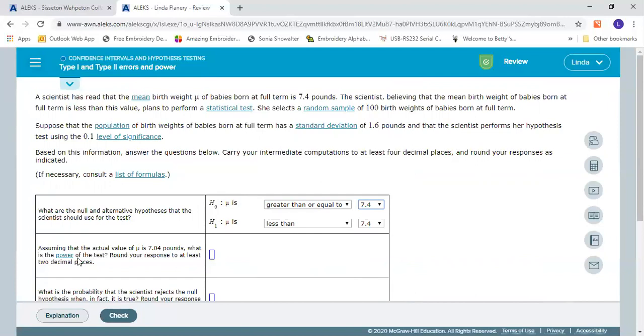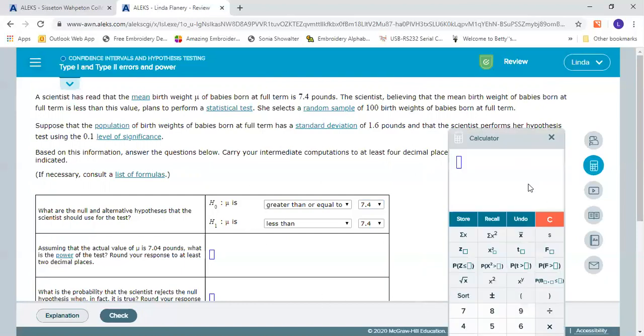So again, the power of the test wants to know the probability of accepting the alternative solution. Since the alternative solution is going to be to the left because I have the less than, I'm not going to use the 1 minus on here. But first of all, I have to calculate my values. So I am going to go ahead and grab my calculator.